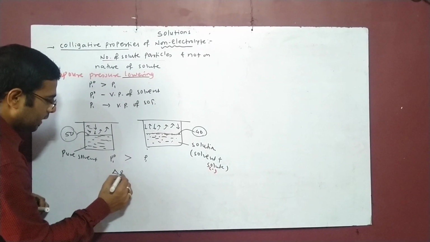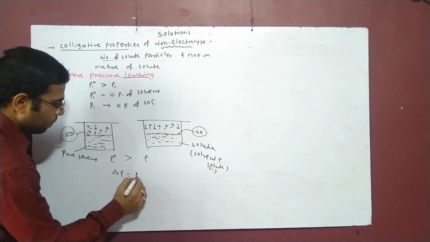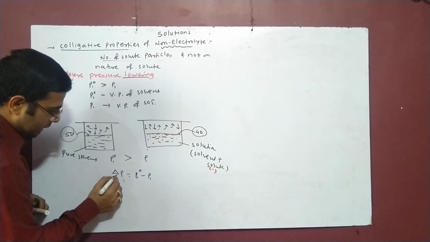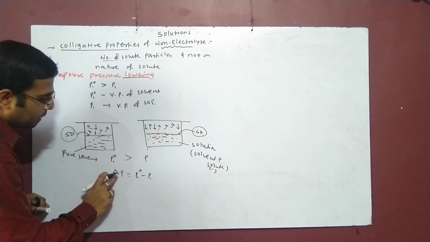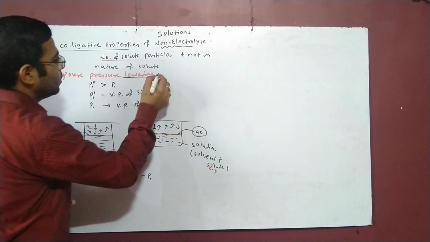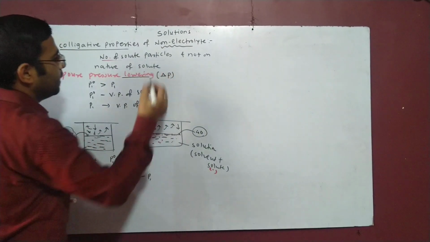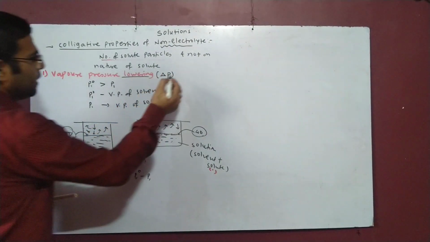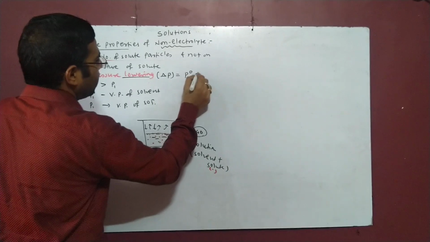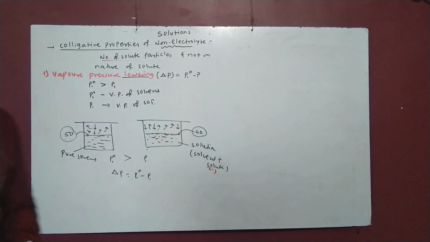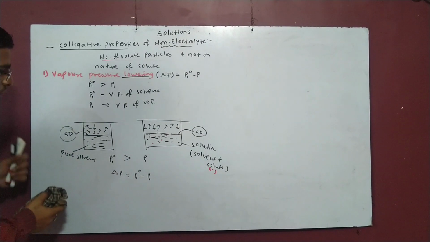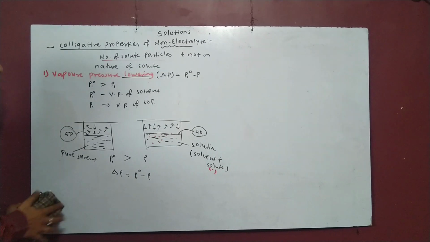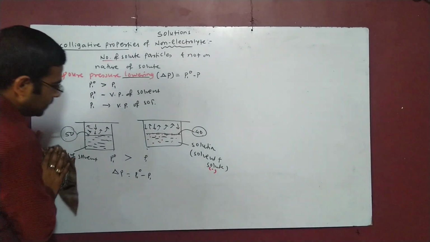So delta P is equal to P1⁰ minus P1. Delta is nothing but the difference, and P is nothing but the pressure. So this difference we can simply call the lowering of vapor pressure, indicated by delta P, which we define as P1⁰ minus P. Delta P, lowering of vapor pressure, is defined as the vapor pressure of the pure solvent minus the vapor pressure of the solution, or it is the difference between the vapor pressure of the solvent and its solution.